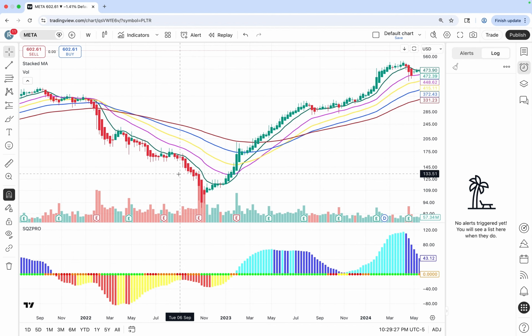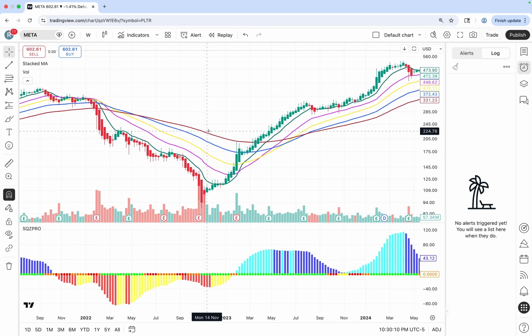So if we go back to 2022, back when just about everything in the market was falling, you just see we have this long stretch of dark red and yellow bars, the bearish bars on the histogram. And you see every week almost Meta just starts falling and falling and falling. We have a squeeze here, and then it fires here, and it just continues to decline. Has some weeks where it goes up, but typically it's just declining and declining and declining.